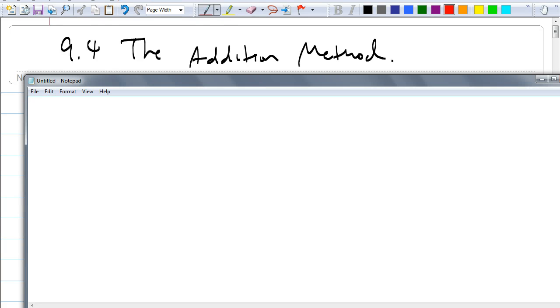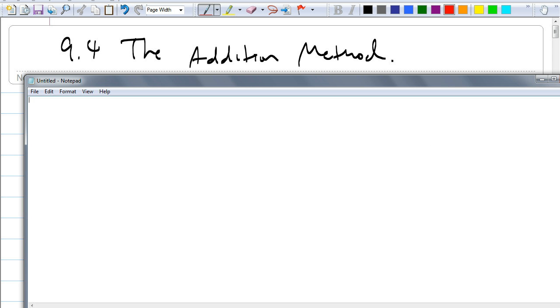So far we have learned many methods of solving systems of equations. What was our first method? Graphing method. Good. Second method was? Yeah, substitution. Now we're going to learn this third method called addition method. I think you might like this one because this one's kind of nice.